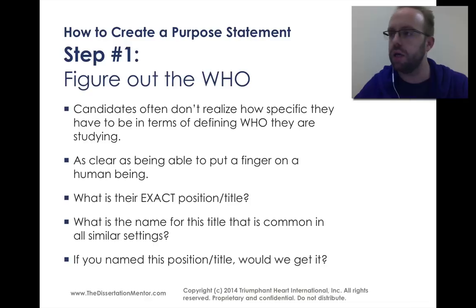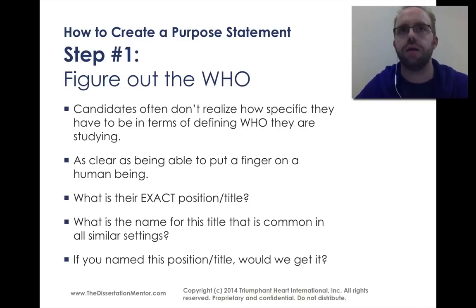So if you're studying, again, schools, you want to make sure that any school that could walk into that fits that type of school that you're studying, that I could actually find the exact person that you're talking about. And if you really named this person's position and title, would anyone get it? Would they fully understand who this person is within the organization or within the locale that you're talking about?